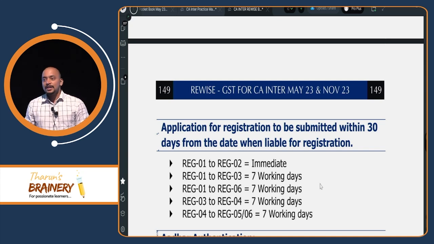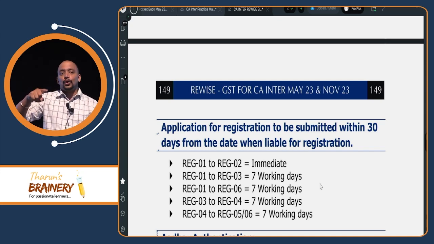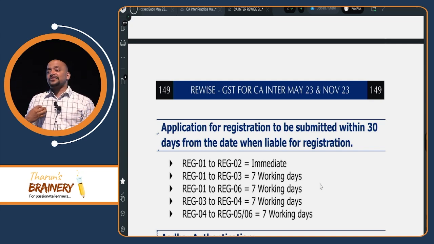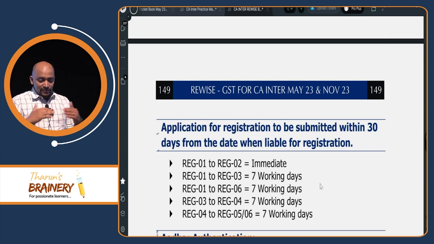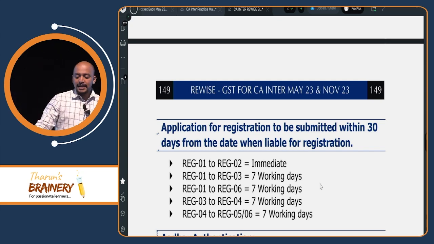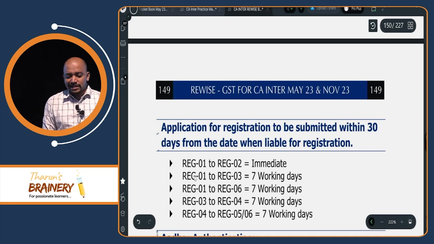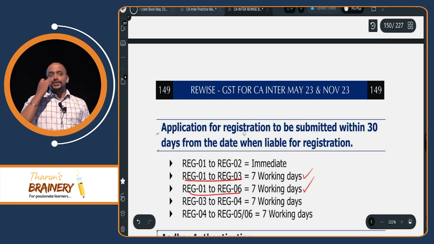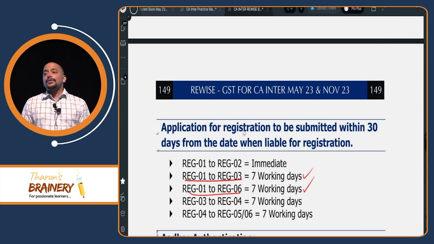7 working days. So within 7 working days from the date of application, we will get a notice, or we will get a certificate of registration. So once we make application for registration, either we will get a notice or we will get a certificate within 7 working days. Understood? Suppose if we get a notice, we need to give reply to the notice.